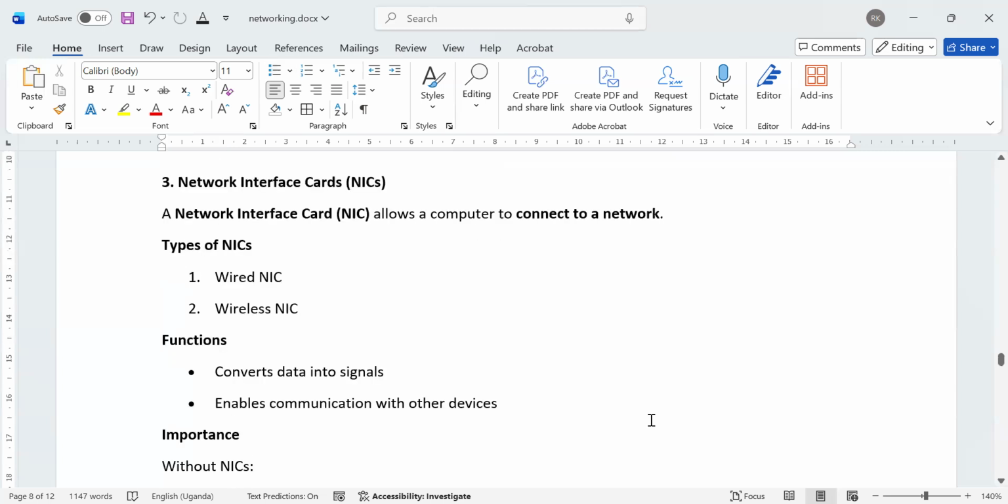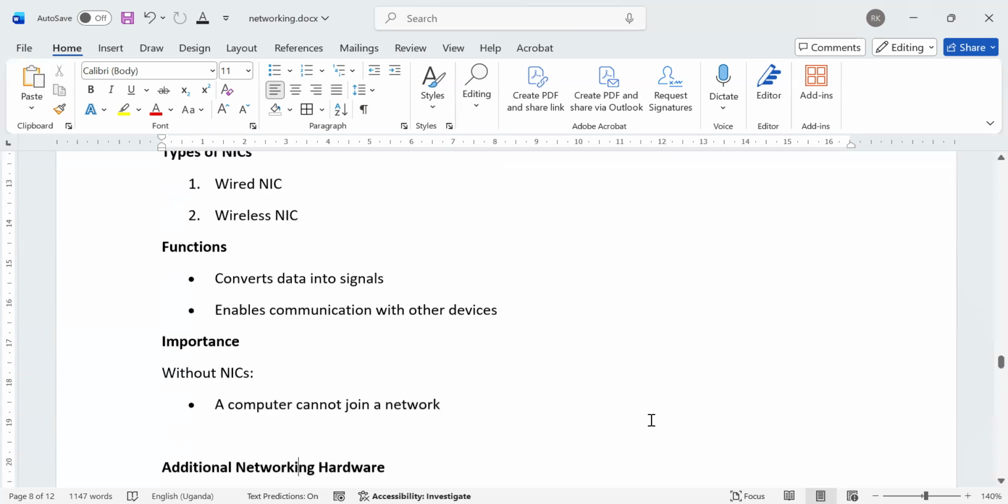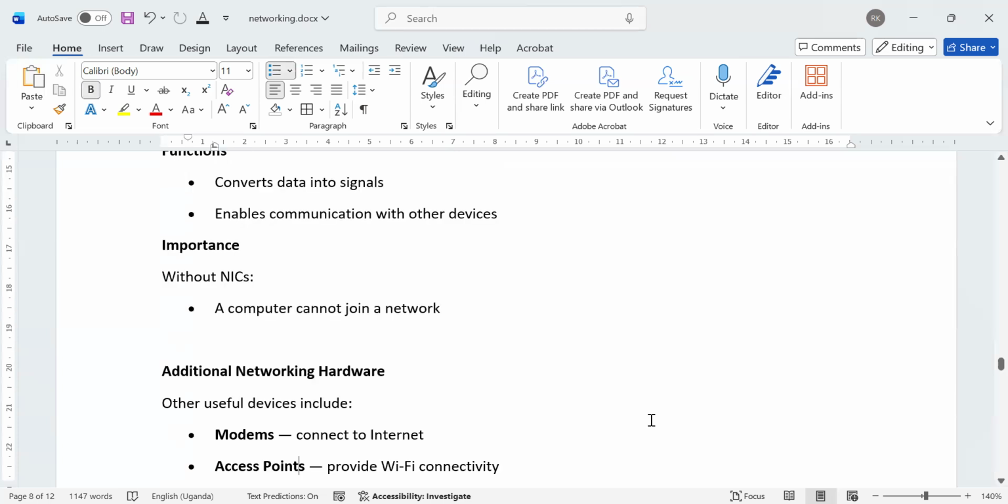We have the network interface cards. That one is what I told you already. That is the port which you connect to. And we have the wireless and the wired. Okay, that one we can skip. I've already told a lot about it.